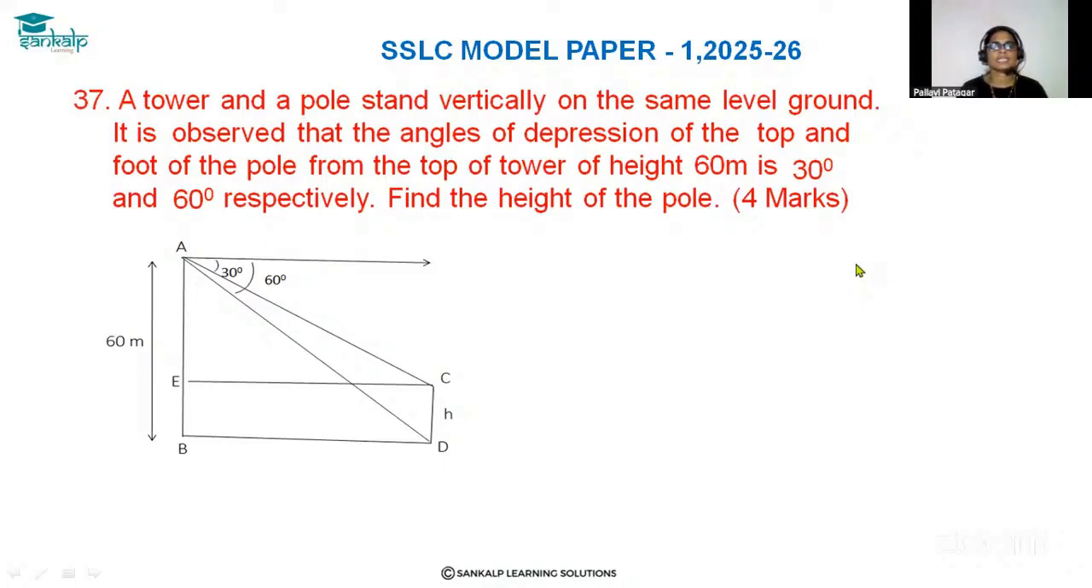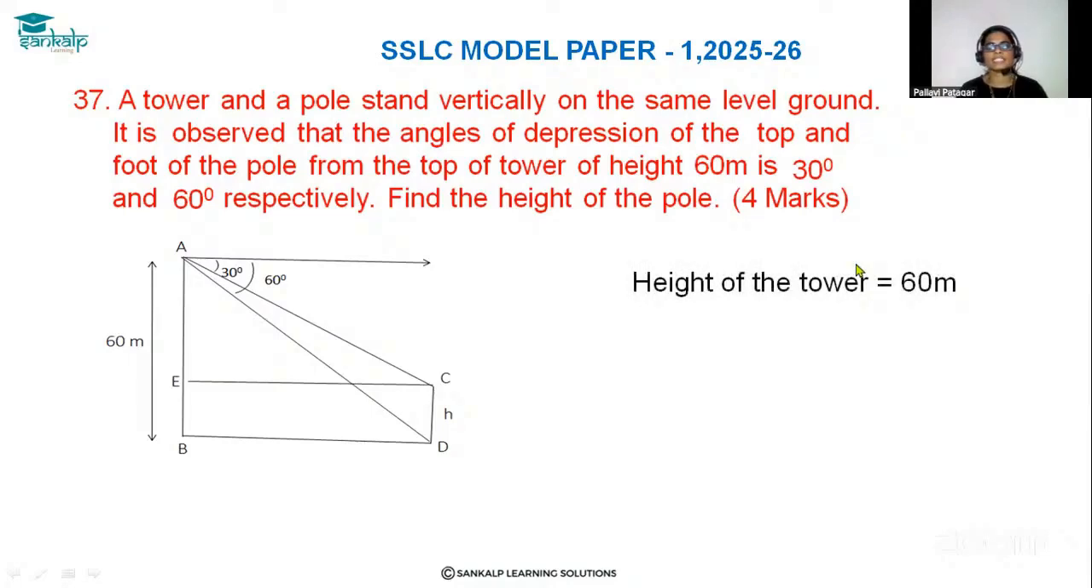Question number 37. A tower and a pole stand vertically on the same level ground. It is observed that the angles of depression of the top and foot of the pole from the top of the tower of height 60 meter are 30 degree and 60 degree respectively. Find the height of the pole.